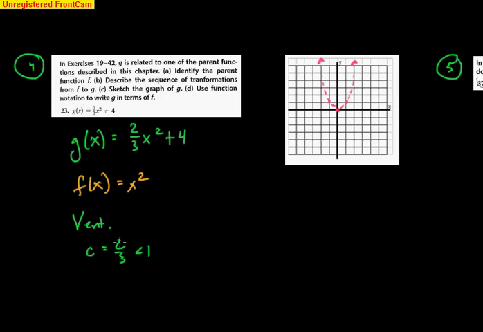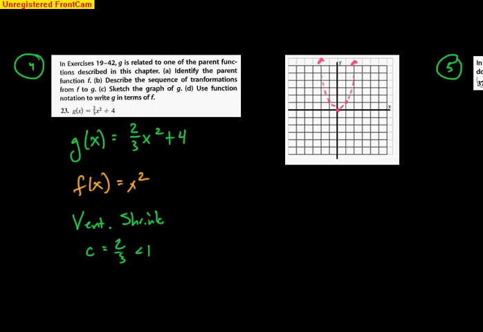If your value on the outside is less than 1, it goes with what you think it should. It shrinks. This graph is going to shrink vertically. So it's going to get short and wide. So instead of going up 1 each time, all you're going to do is go up 2/3 each time. So you might want to draw that.